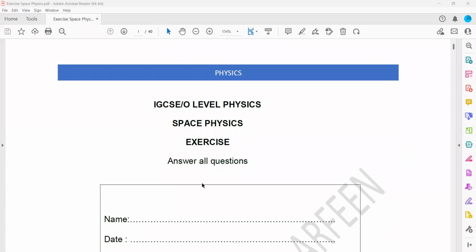So this exercise is related to space physics, and we have done a few questions from it. I guess we did 14 questions from this exercise, so we will do from question 15. You can use your mic or you can also use the chat to participate.